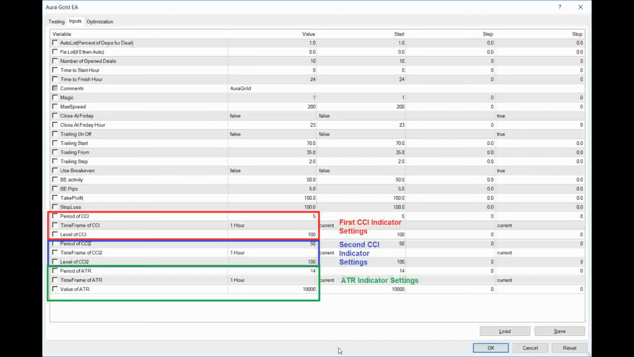First, without getting too technical, I will display the basic algorithm. The bot uses two indicators, the commodity channel index and the average true range. These are the parameters into the bot. I have highlighted what belongs to which indicator.